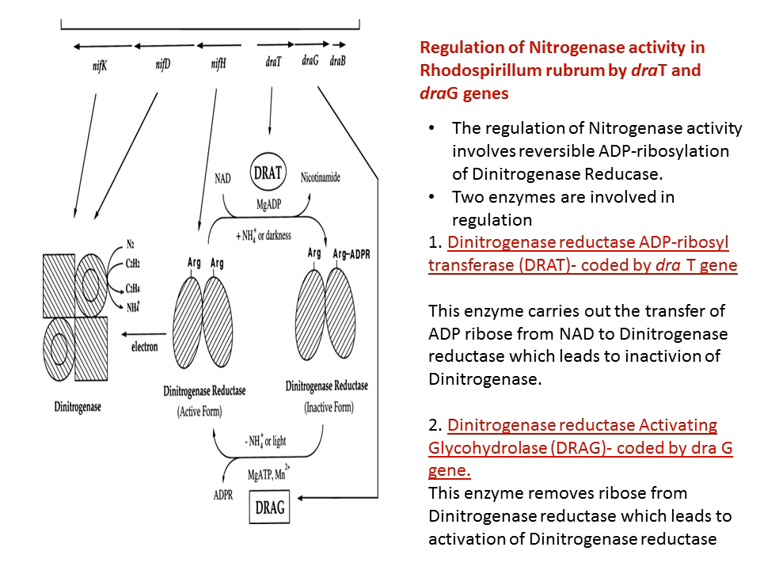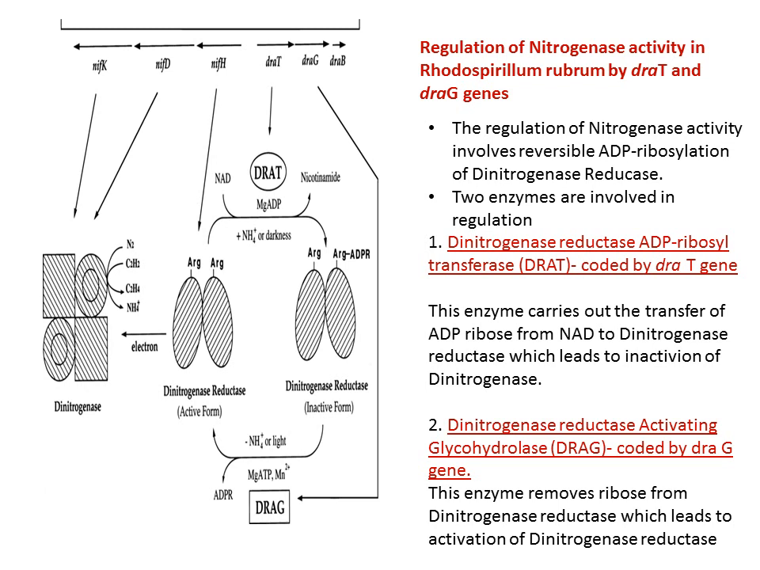This is being regulated by a group of genes called dinitrogenase reductase ADP ribosyl transferase, that is the DRAT genes. Why is it called DRAT genes? Dinitrogenase reductase ADP ribosyl transferase is an enzyme which is coded by a gene called DRAT.